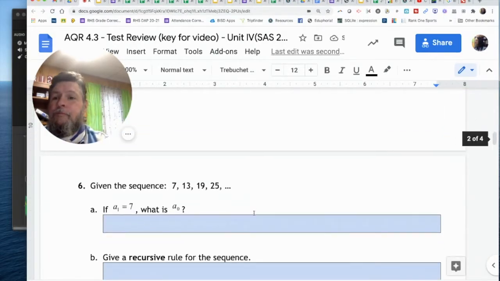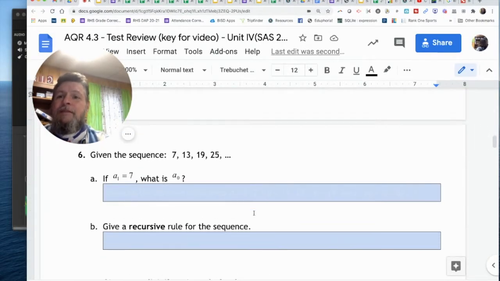All right. Question 6. Given the sequence 7, 13, 19, 25, if the first value, a subscript 1, is 7, what is the value before it, a subscript 0? Well, first of all, we have to find the common difference. What's the difference between 7 and 13? It's 6. What's the difference between 13 and 19? It's 6. What's the difference between 19 and 25? It's 6.